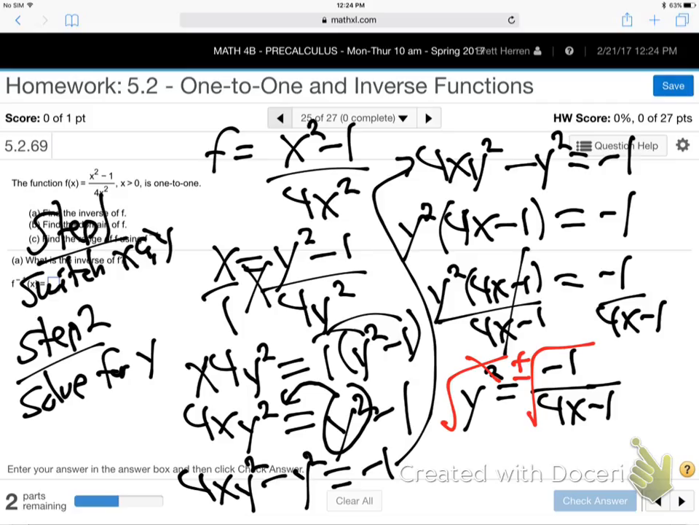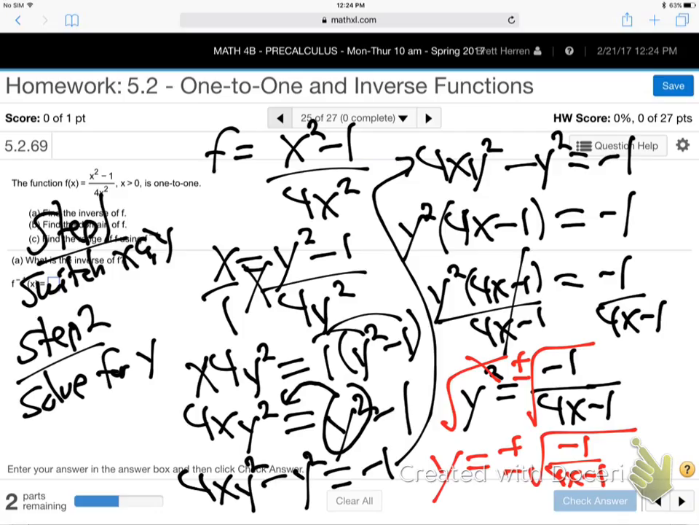All right, so everybody give me there. I rooted both sides, and the rooting cancels the squaring. And so we get y equals plus or minus the square root of negative 1 over 4x minus 1. Good to there? Yeah, so we do need the plus or minus for an even root. When you put the root on for an even root, you've got to do plus or minus. Odd roots, you don't, right? We've seen that difference, right?